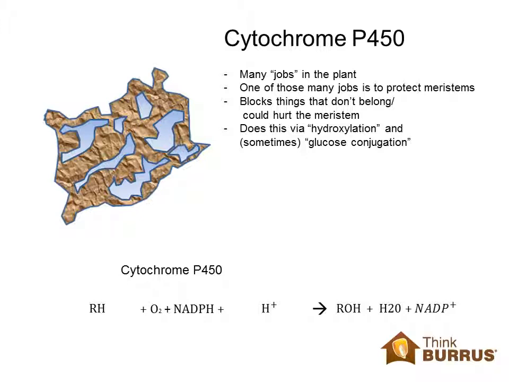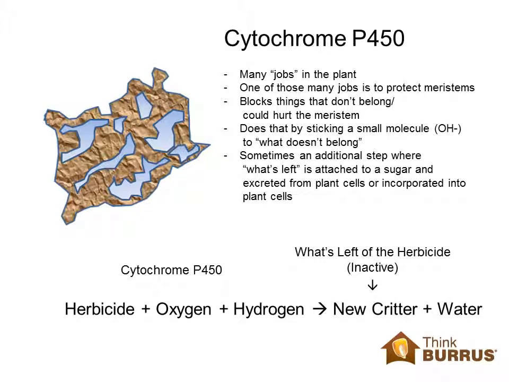If you like to look over the shorthand for chemical reactions, the reaction at the bottom tells you how cytochrome P450 works. Now, for the rest of us, let's just simplify what's going on here. Let's look at how this little enzyme interacts with ALS and/or HPPD type herbicides. Basically, the enzyme helps stick some oxygen and hydrogen onto the herbicide. That produces some water and also transforms the herbicide into a new critter, a new molecule that won't hurt the plant or its growing point.